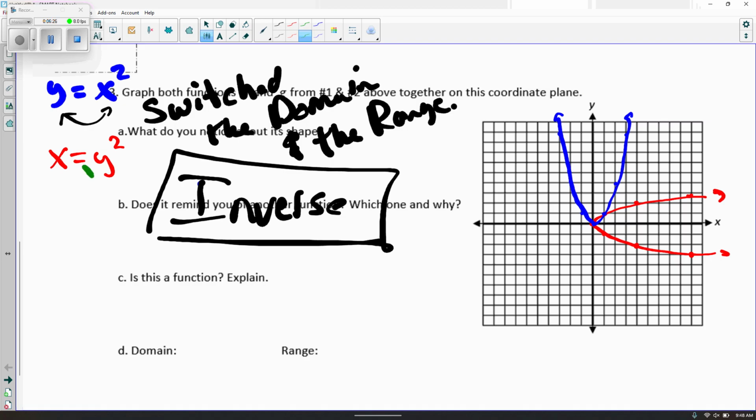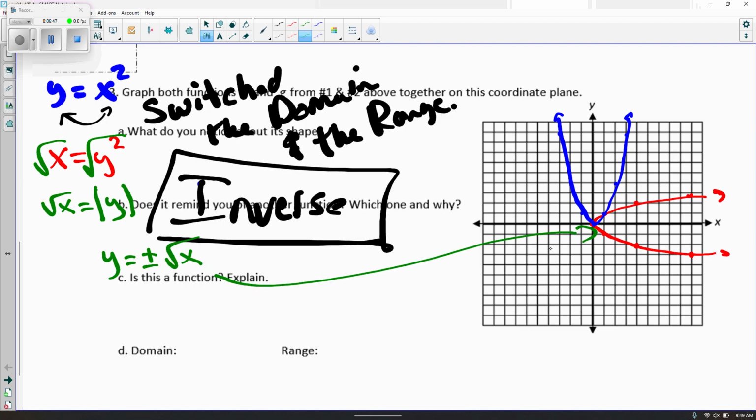I'll take the square root, right? Both sides. And that will give me the square root of x is equal to the absolute value of y. So y will actually equal plus or minus the square root of x. That is what the red one is. It's the square root. That's both graphs, the positive part and the negative part together. Okay? So it's the reflection of that square root graph. All right?